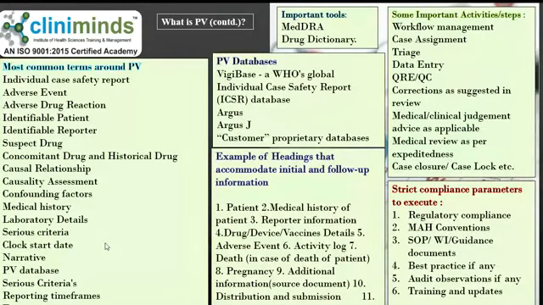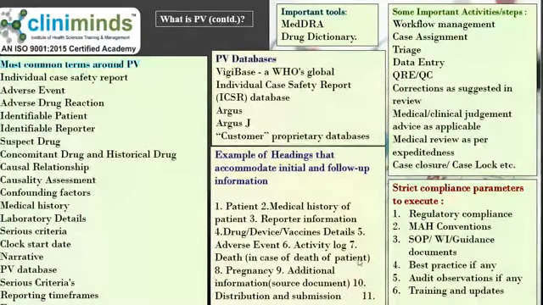So what are the headings that you fill in a database which accommodate the initial and follow-up information? Initial information is the first-time report of that particular patient. Follow-up is the follow-up of that initial information, which keeps on giving updates on that particular report. The tabs or headings that we come across are patient, medical history of patient, reporter information, drug, device, vaccines details, adverse event, activity log, date tab, in case of death of a patient, pregnancy, additional information, and then laboratory information. We also have distribution and submission information.